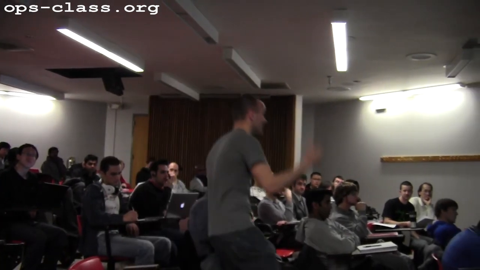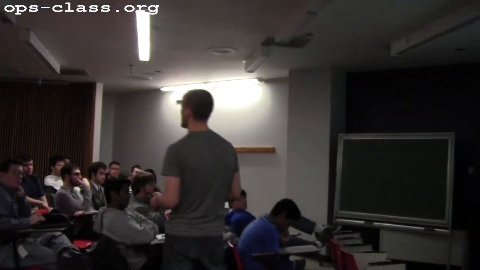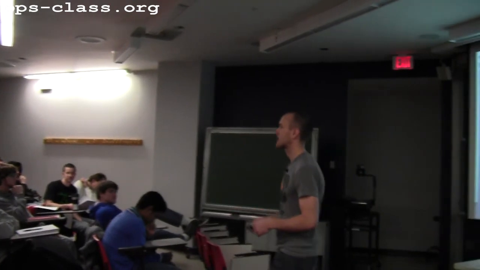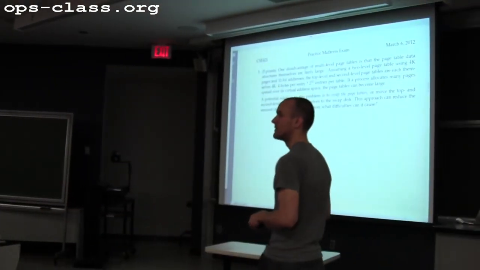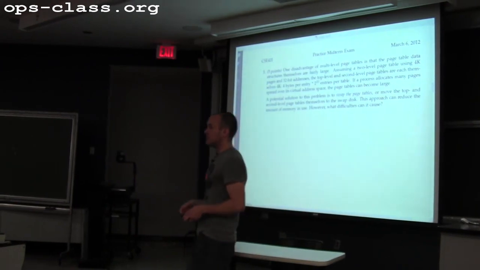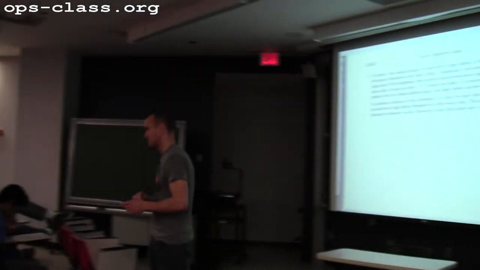That page fault has to be handled, and then I have to return to handling the first one. All right, any questions about this? This problem's a little harder, I think. Why generate the second page fault? I mean, your page table is on the hard drive, right?